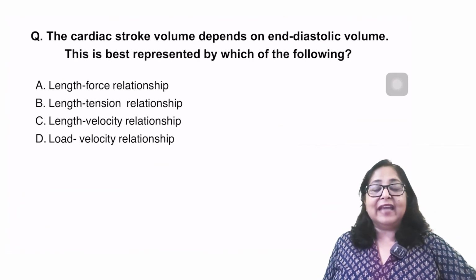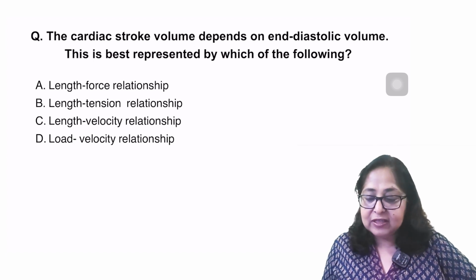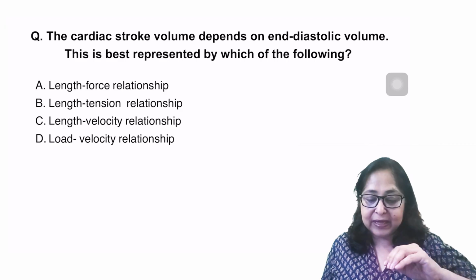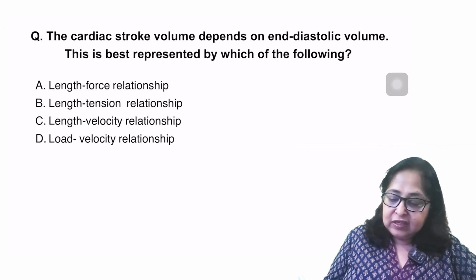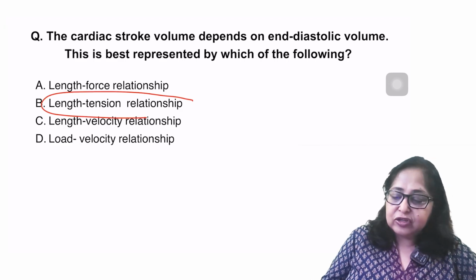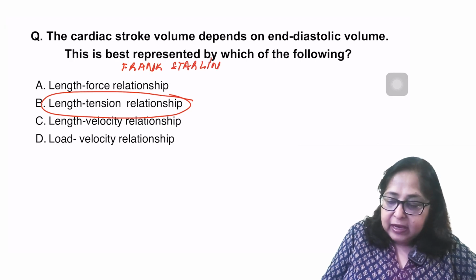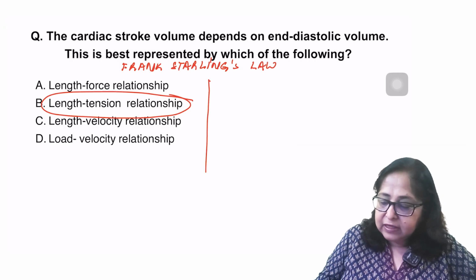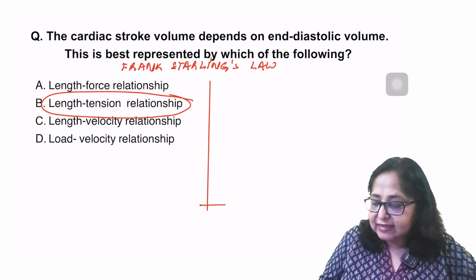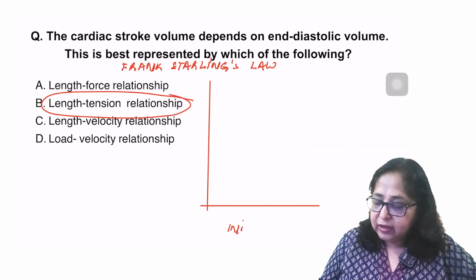Let's have a look at the next question. The cardiac stroke volume depends on the end diastolic volume. This is best represented by which of the following? Is it length force, length tension, length velocity, load velocity? So this is the length tension relationship, also known as the Frank-Starling's law. Now, in the length tension relationship, we take the initial length on the x-axis, and the tension generated is taken on the y-axis.